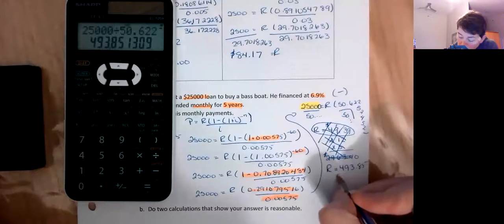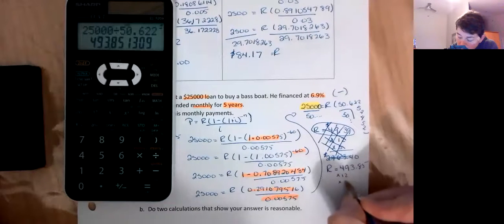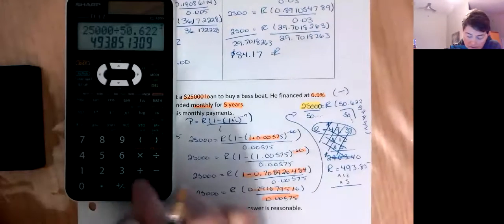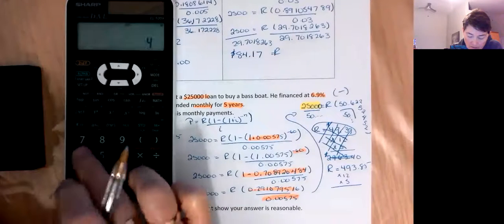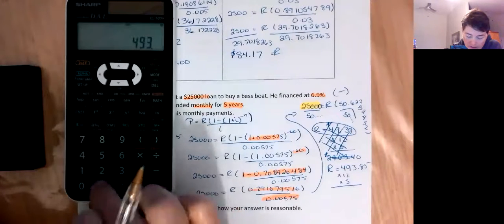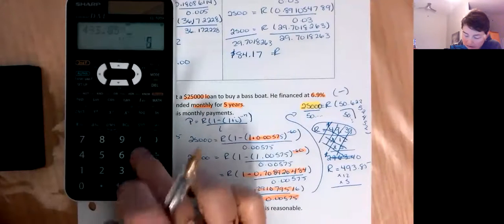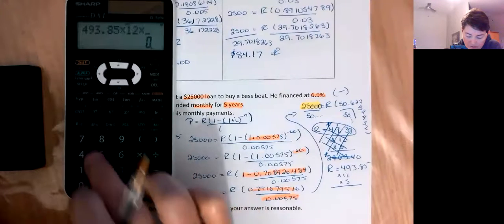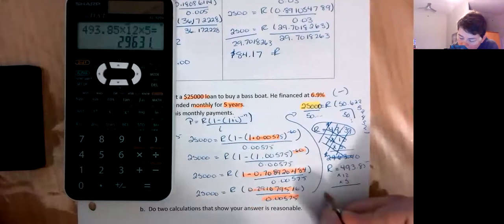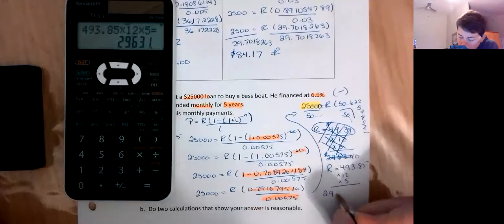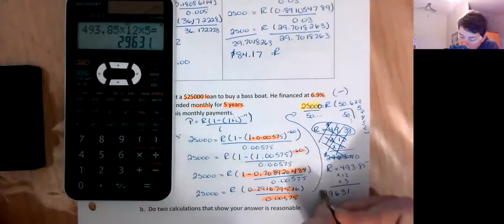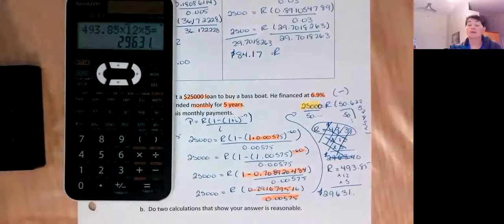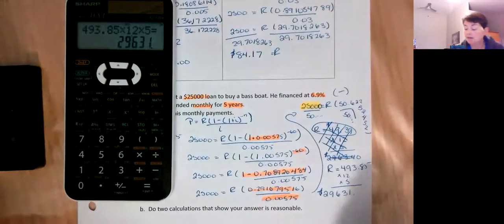And we're going to multiply that by 12 and by 5. So 493.85 times 12 times 5. All right, that's so much better. There we go, 29,000. Much, much better. The other one was a heck of a deal. So that's one way to do it.